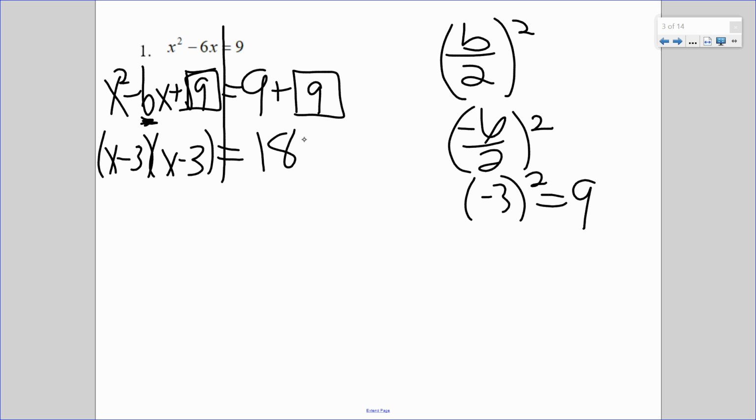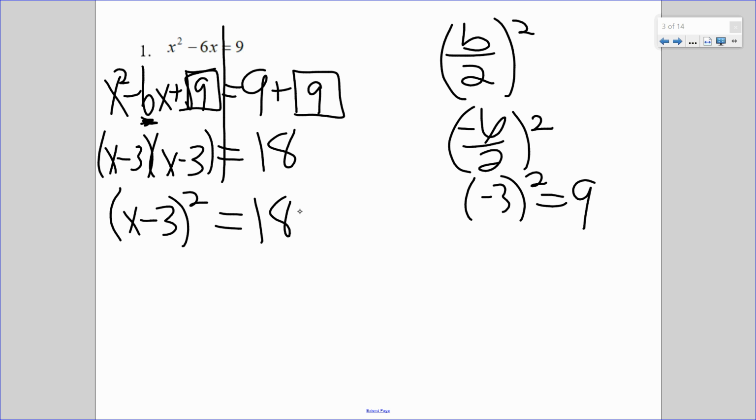Now, x minus 3 times x minus 3, x minus 3 times itself, well, that's what squared means. So I'm going to rewrite this as a binomial squared. And that is completing the square. There's a lot of different applications of completing the square. If you took geometry last year, you used completing the square to find the center of a circle. Now we're going to use completing the square to solve equations.